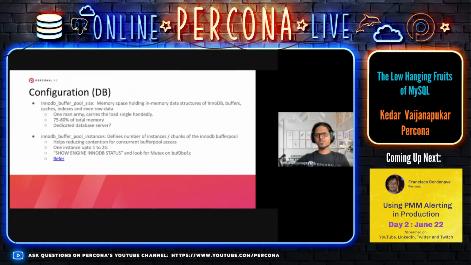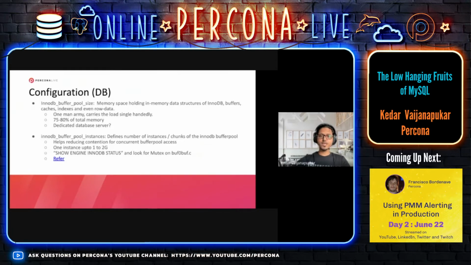What it does is it mentions the number of instances, or say chunks, of the buffer pool that we are going to make. Buffer pool access also takes a mutex, and if we have high concurrency, sometimes this can become a bottleneck, like every connection is trying to access the buffer pool. The documentation suggests that we have up to one buffer pool chunk of at least 1 GB in size, but you need to verify whether whatever configuration you have right now is really causing any kind of contention.